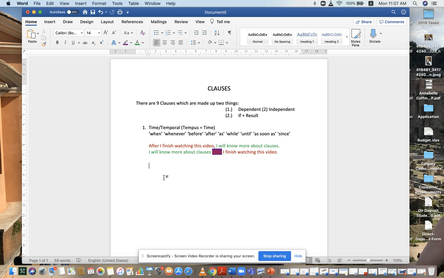Our next is place, also known as a locative. And again, why do we call it a locative? Latin locus meaning place. And the adverbs associated with place clauses or locative clauses are where, wherever, and everywhere.